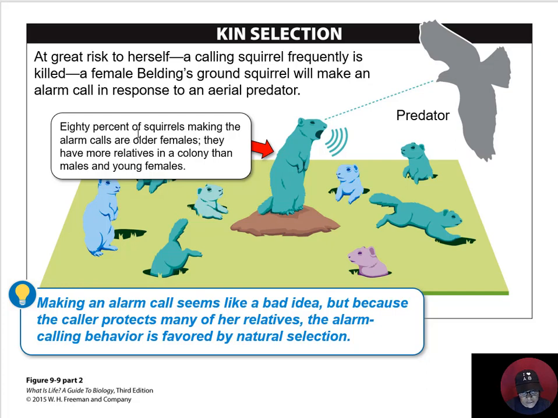And it turns out that 80% of squirrels making the alarm calls are older females, and they have more relatives in a colony than the males and young females. And so making this alarm call would seem like a bad idea, but because the call protects many of her relatives, then the alarm calling behavior is favored by natural selection.